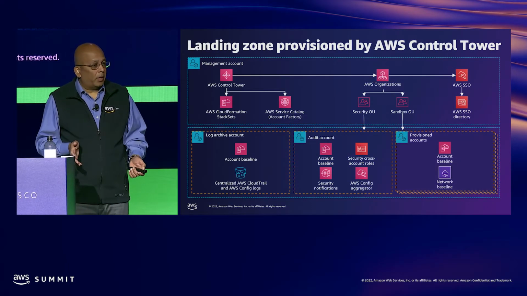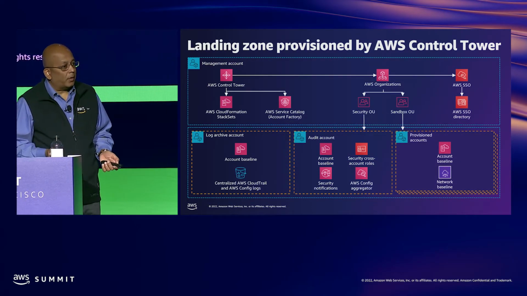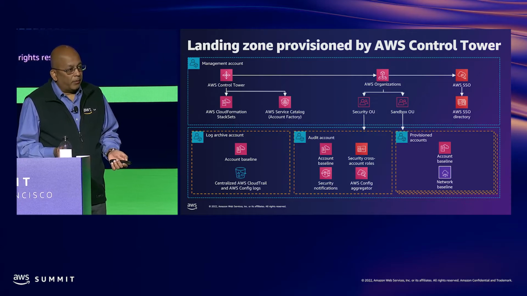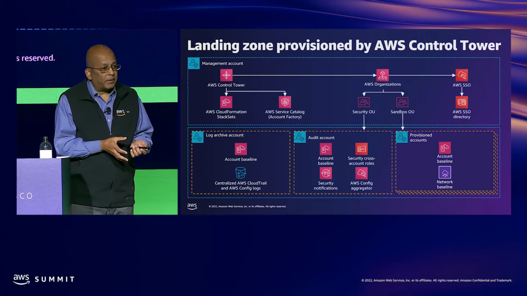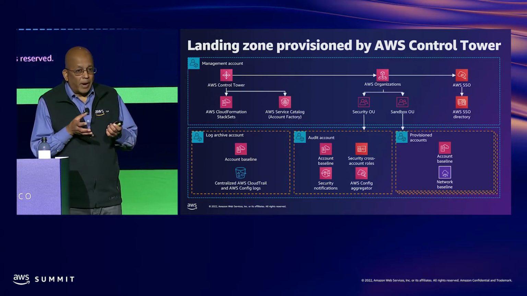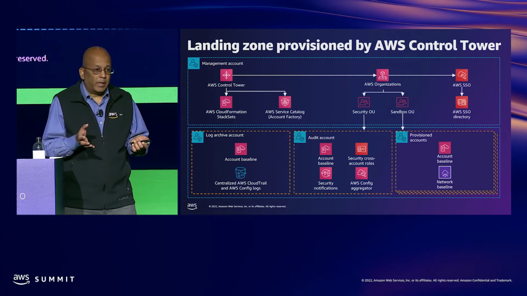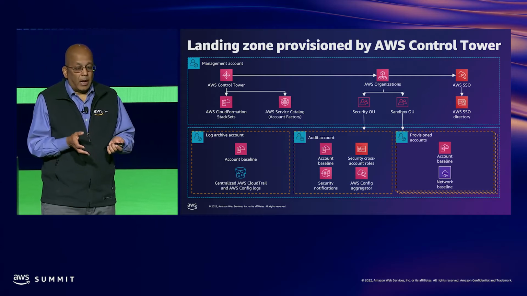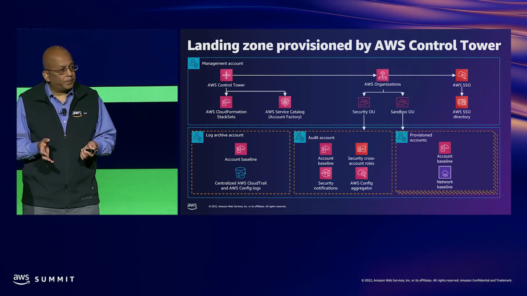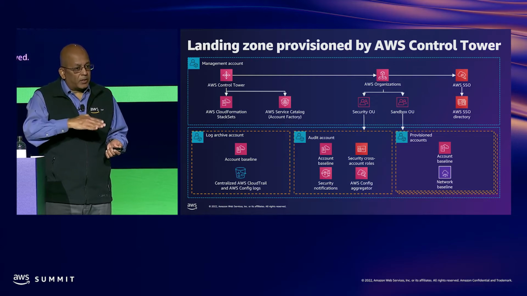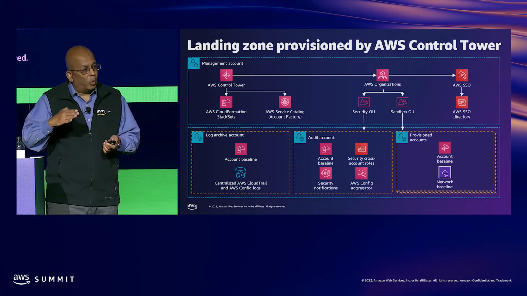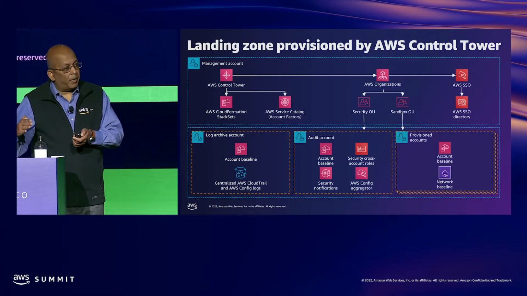So this is what is provisioned by AWS Control Tower. We talked about the various aspects of the different organizational units that are required. By default, it creates these two. It's the security organization unit and the sandbox organization unit. And as you can see, Control Tower uses various other services to help you build this multi-account environment, right?